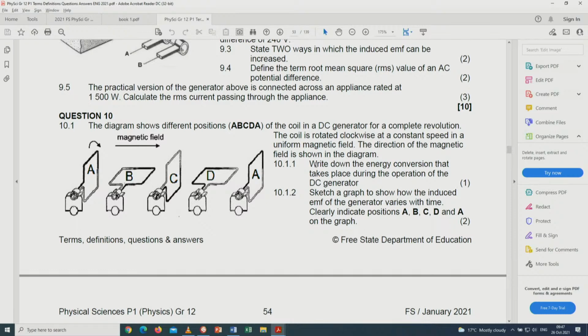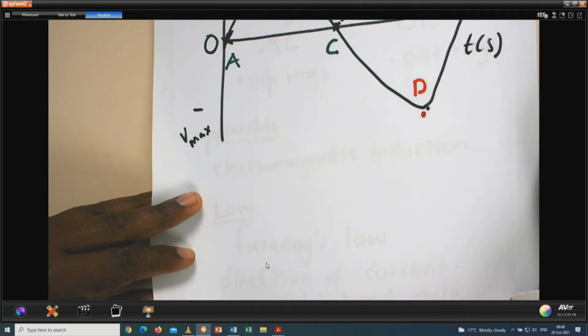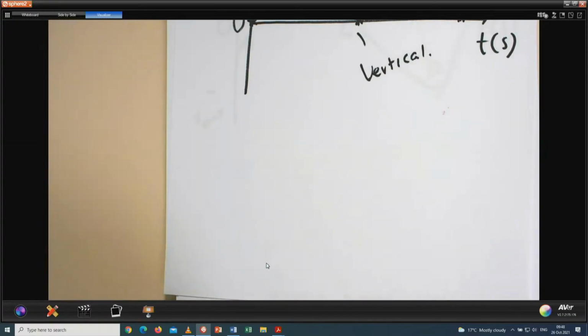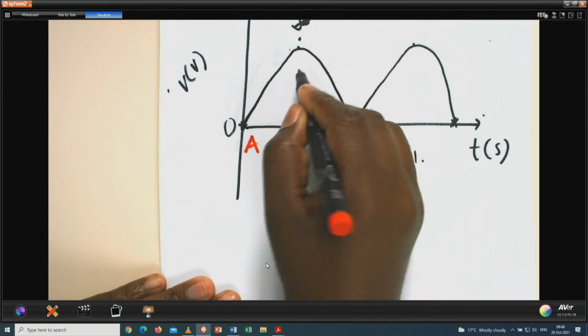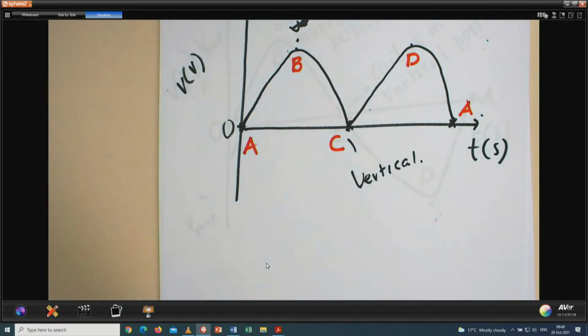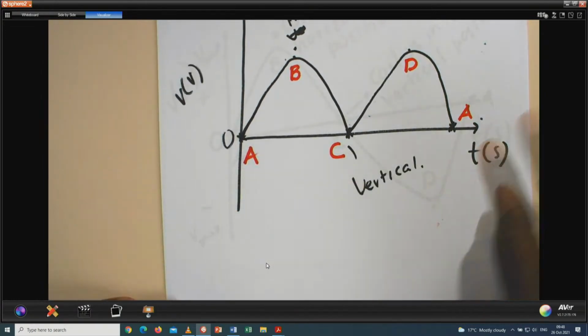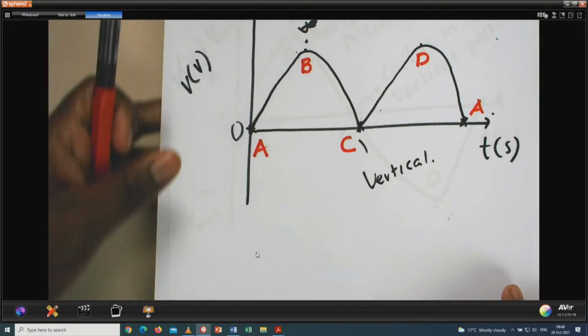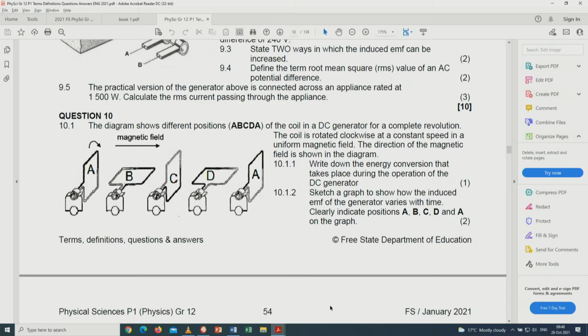The first question says, write down the energy conversion that takes place during the operation of a DC generator. You are working with a DC generator. That means this is the graph that I'm working with. Let me mark my A, my B, my C, my D, and my A again, because the question says DC generator. These are my corresponding positions. So the conversion there is from mechanical energy to electrical energy. That is the energy conversion that you are having there.